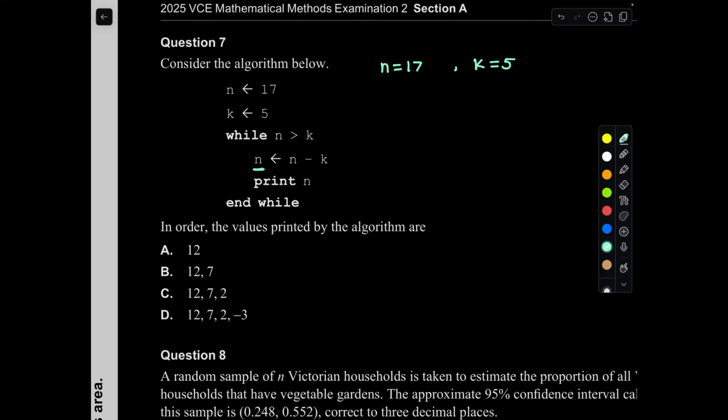So the next thing is our new n value, which is going to be equal to our original n value minus k. So for example, 17 minus 5, and what's that, guys? That's 12. So this is our new n value. So you want to update this with 12 now, yeah? Easy.